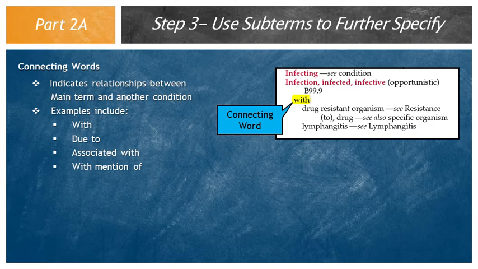In this example, immediately below the main term is the word with. This word is referred to as a connecting word because it indicates a relationship between the main term and another condition. Examples of other connecting words include the word with and the phrases due to, associated with, and with mention of. The connecting word with does not apply to this case study, so you can ignore it for now.